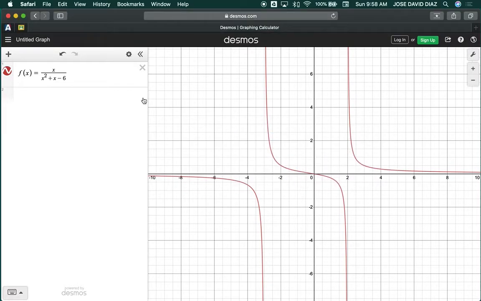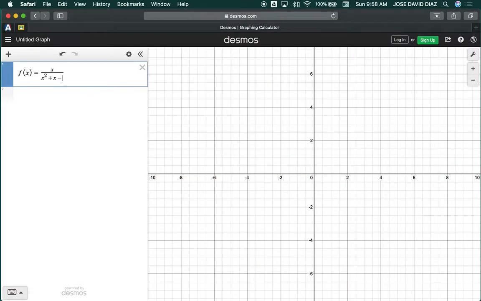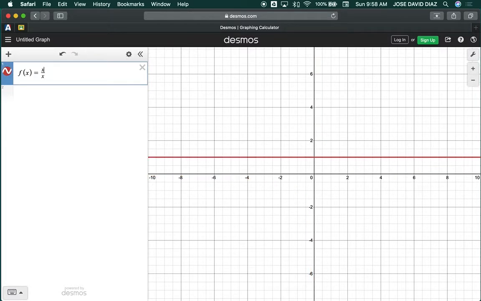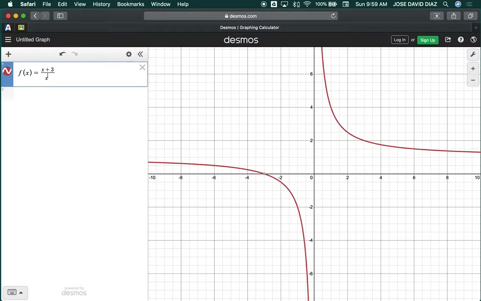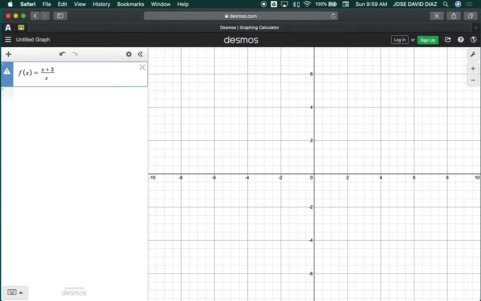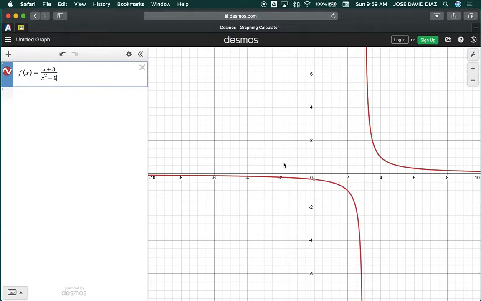now if I graph my original function, let me get rid of this. We had x plus 3 over x squared minus 9. Notice that's the function that we have. And if we look at the graph, we get points throughout, but once we get to -3, you'll notice that -3 is over here. Notice that -3 will be undefined. So we have a hole in the graph.